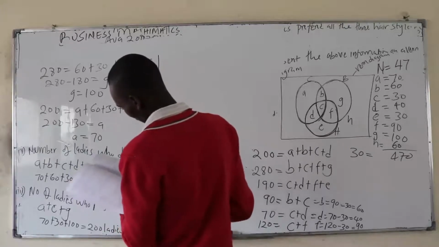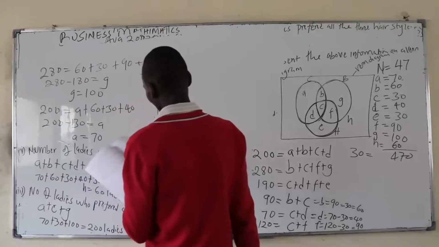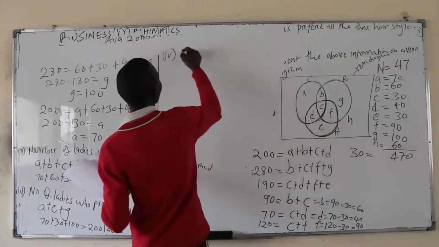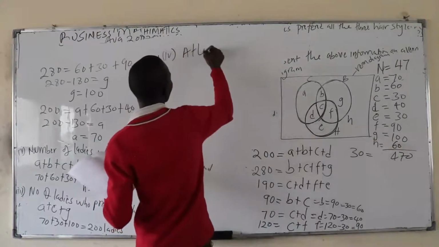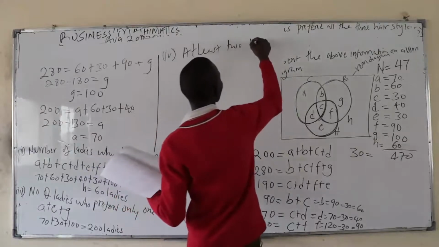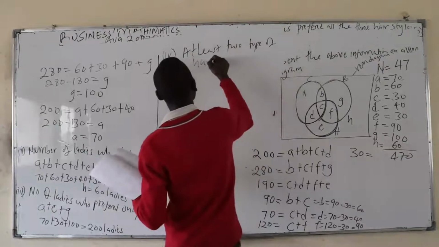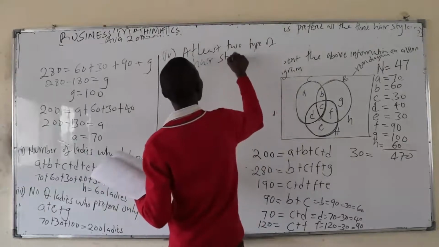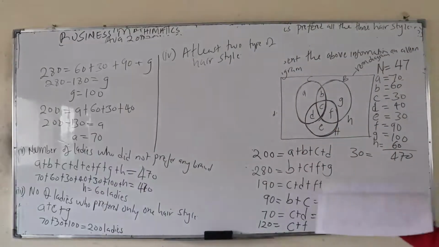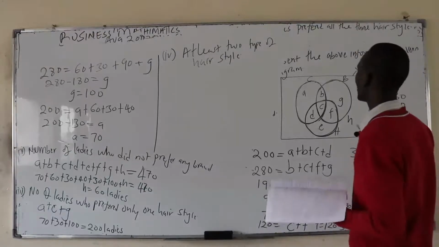H is the number of ladies who did not like any brand. So if you subtract that from 470, the answer you get must give you 470. So you'll find H alone is equivalent to 60 ladies. That's how you are supposed to do it to get those 2 marks.